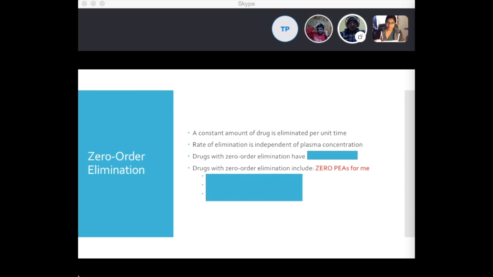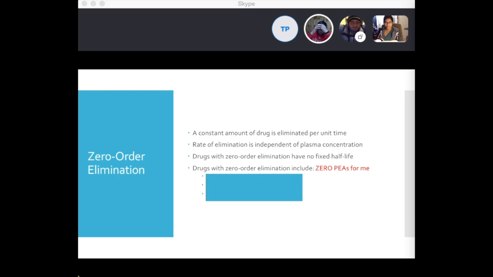Constant half-life? No. The other one. Inconsistent half-life? Yeah. They have a variable half-life or a non-fixed half-life. So, some examples of drugs with zero-order elimination.